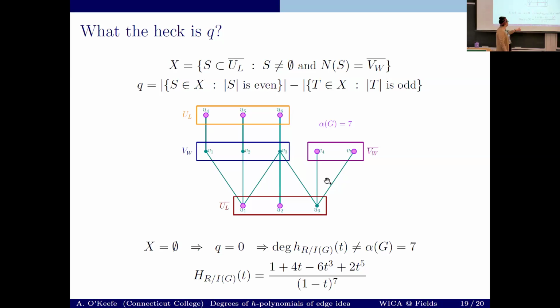Macaulay2 tells me this is the reduced Hilbert series, which shows that this is the maximal size independent set. It's 7 because that's the degree down here. But the degree of the H polynomial is 5. So we don't achieve that.